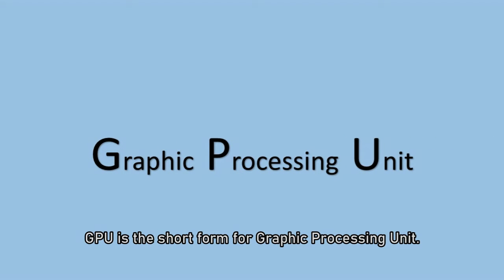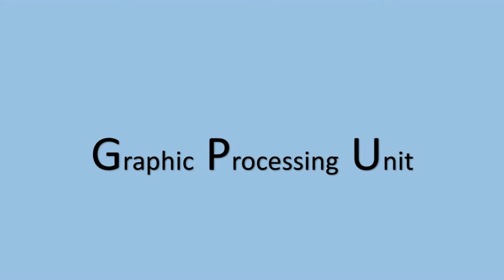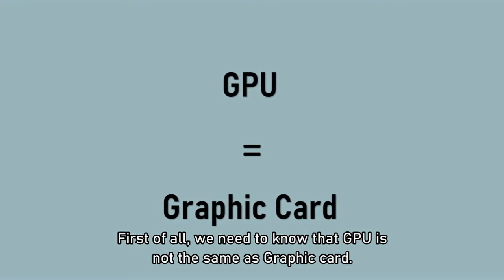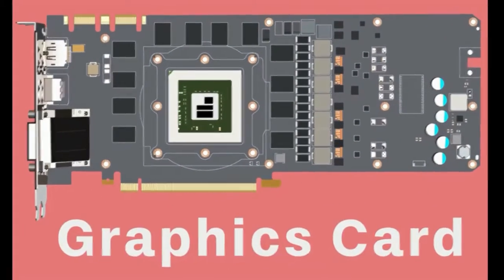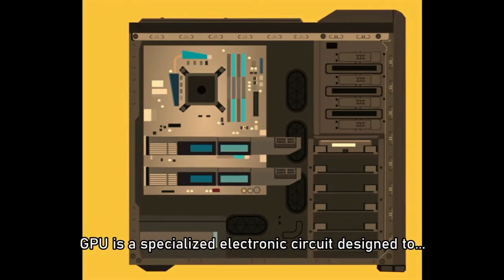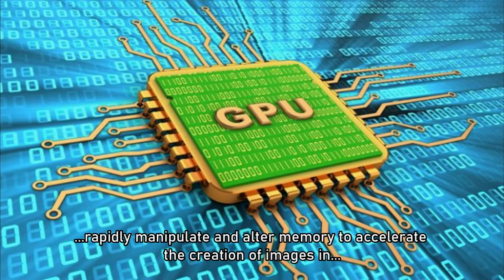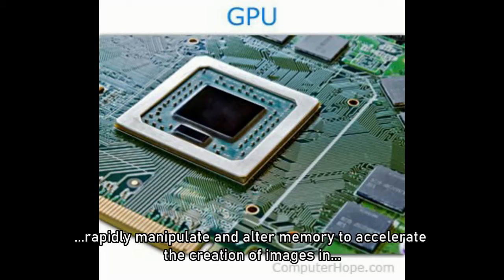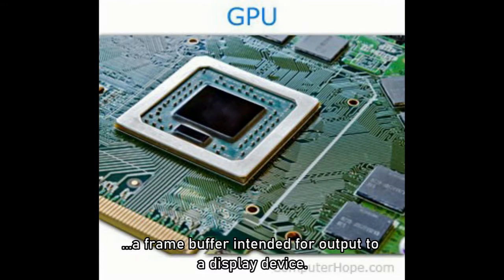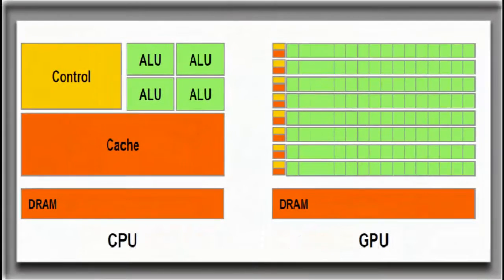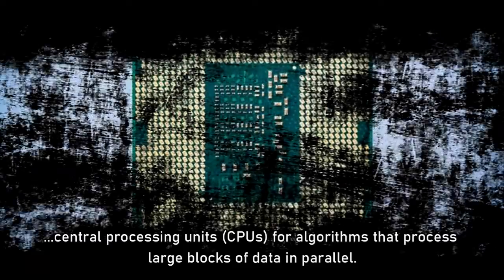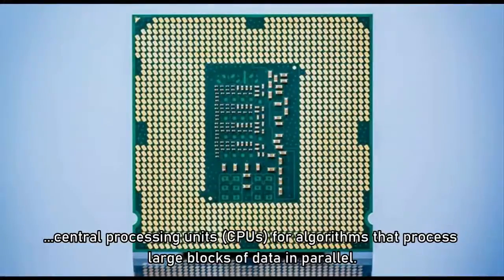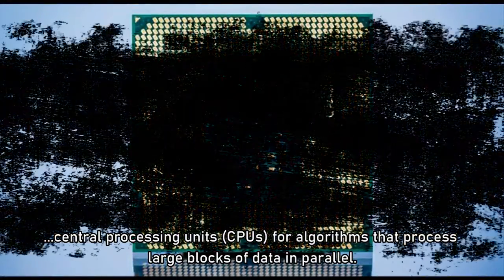GPU is the short form for Graphic Processing Unit. First of all, we need to know that GPU is not the same as graphic card. GPU is actually the processor in graphic card. GPU is a specialized electronic circuit designed to rapidly manipulate and alter memory to accelerate the creation of image in a frame buffer intended for output to a display device. Their highly parallel structure makes them more efficient than general purpose central processing unit CPU for algorithms that process large blocks of data in parallel.